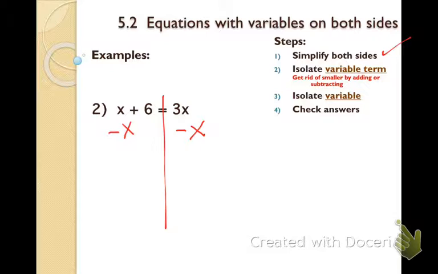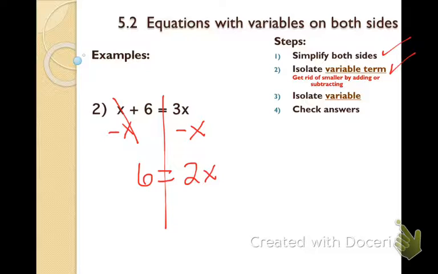That turns out really nice because x minus x, those cancel out. I'm left with positive 6. 3x minus x is 2x. Okay? Now on this problem, the variable term is now by itself, so I'm done with that step. So third step, isolate the variable.